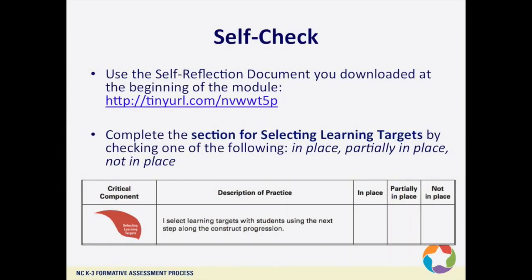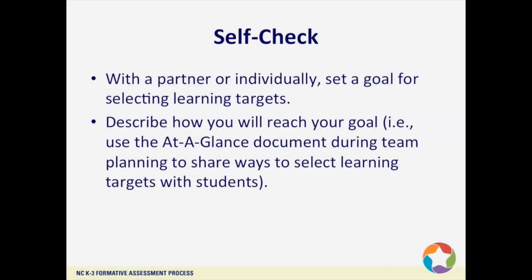Let's do a self-check. Using the self-reflection document you downloaded at the beginning of the module, complete the section for selecting learning targets by checking one of the following: in place, partially in place, or not in place. With a partner or individually, set a goal for selecting learning targets. Describe how you will reach your goal. For example, use the At a Glance document during team planning to share ways to select learning targets with students.